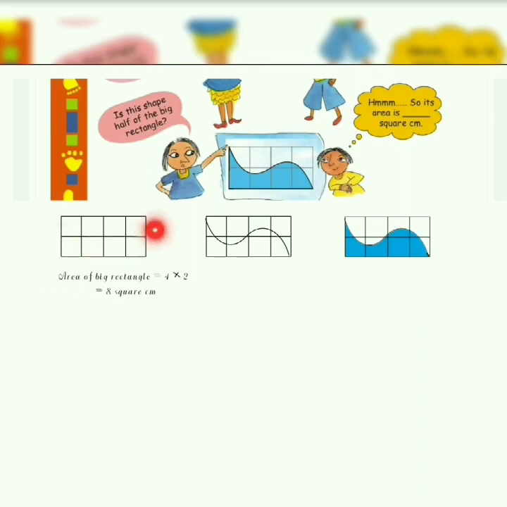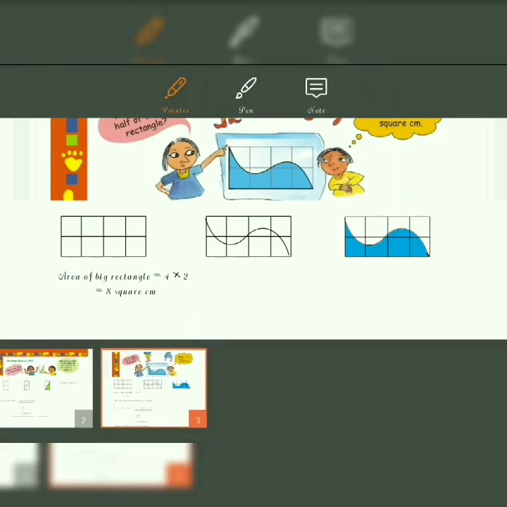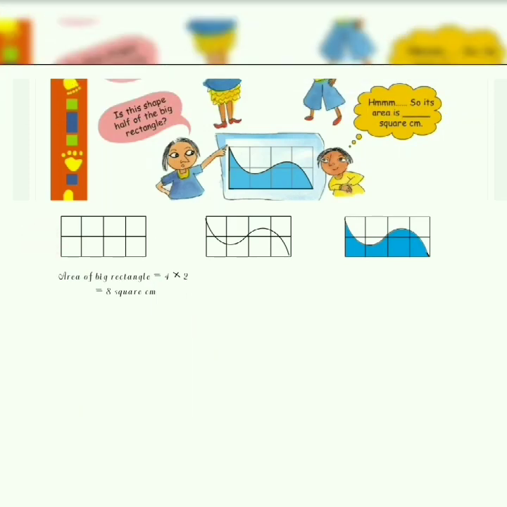Okay, area of big rectangle, as we have counted it, but by another method we can say that length multiply by breadth. So this is 4, multiply by 2. Getting it or not? Length, length, breadth, breadth. So we can say that area of big rectangle is equal to length multiply by breadth. Length is 4, breadth is 2, so 4 multiplied by 2, 8 square centimeter. We have to do this method.